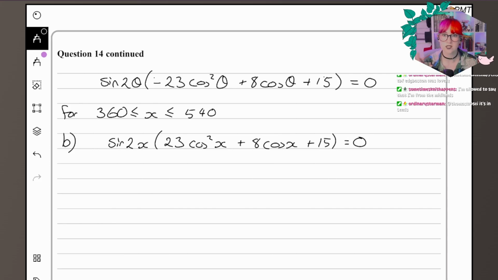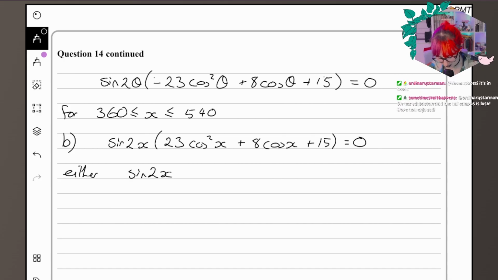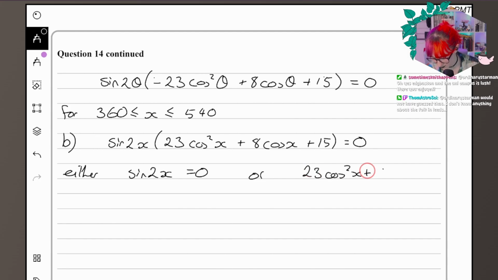Right, so you've got two things multiplied together equals something. Sine 2x equals 0, or 23 cos squared x plus 8 cos x plus 15 equals 0.